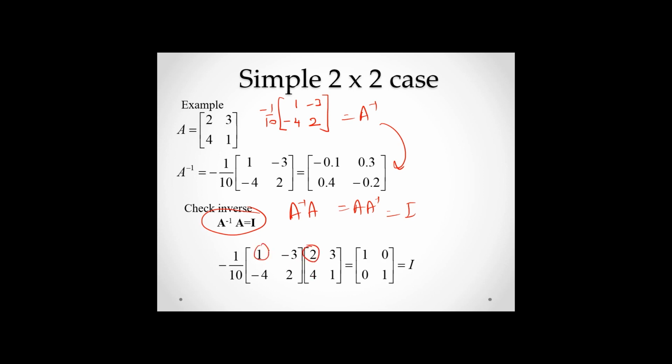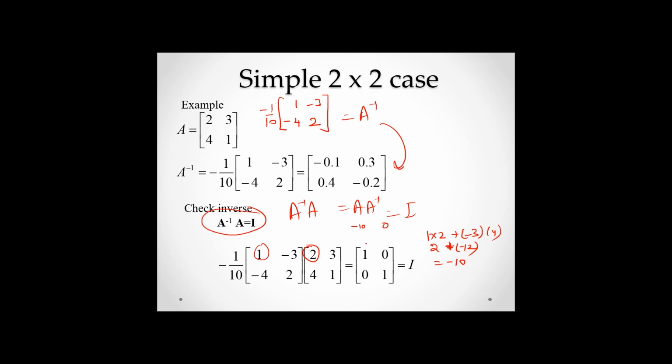Multiplication we have learned. So 1 times 2 plus minus 3 times 4. So we have 2 plus minus 12. It is minus 10. That will be the first entry.